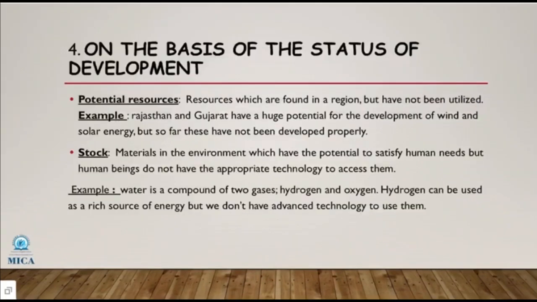On the basis of status of development. Potential resources. Resources which are found in a region but have not been utilized. Example, Rajasthan and Gujarat have a huge potential for the development of wind and solar energy, but so far these have not been developed properly. Stock. Materials in the environment which have the potential to satisfy human needs, but human beings don't have the appropriate technology to access them. Example, water is a compound of two gases, hydrogen and oxygen. Hydrogen can be used as a rich source of energy, but we don't have advanced technology to use it.